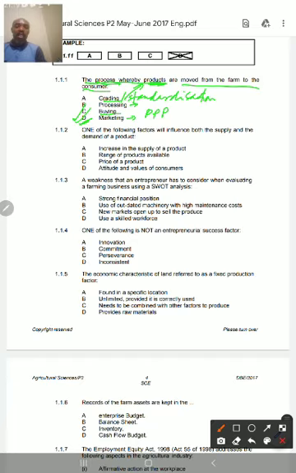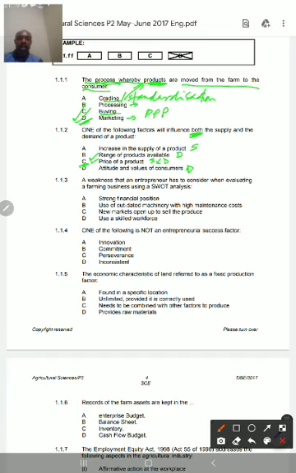Which one of the following factors will influence both supply and demand? Increased supply of a product, supply only. Range of products available, it's demand. Price of a product influences both supply and demand. Attitudes and values of consumers, it's only demand. So okay guys, the keyword there was both, so the correct answer is price.